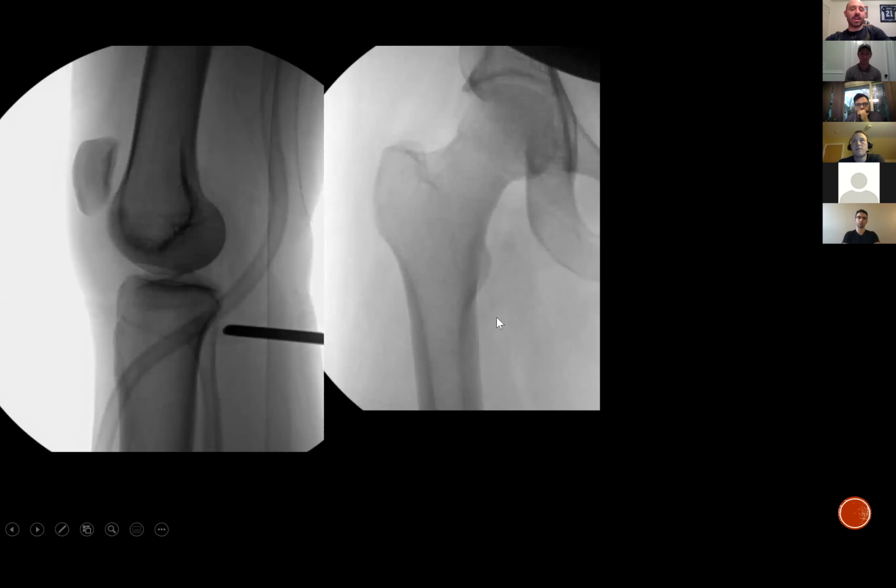Similar to obese patients as well, you may try to do a retrograde for the same reason. Not because you're trying to spare her fat the x-rays, but because it is hard to work around the hip on obese patients.